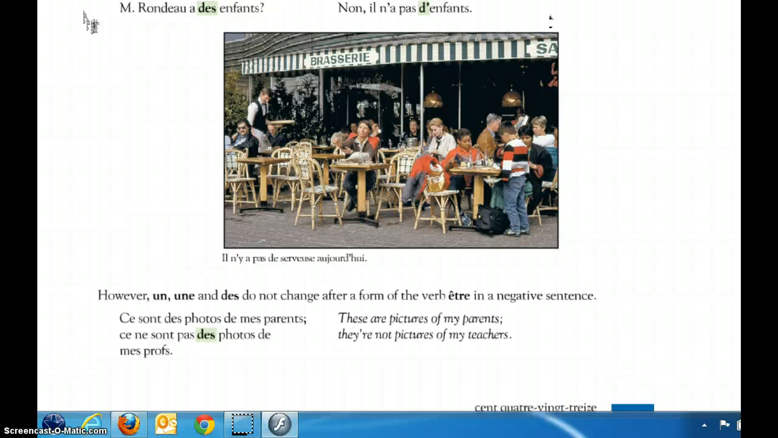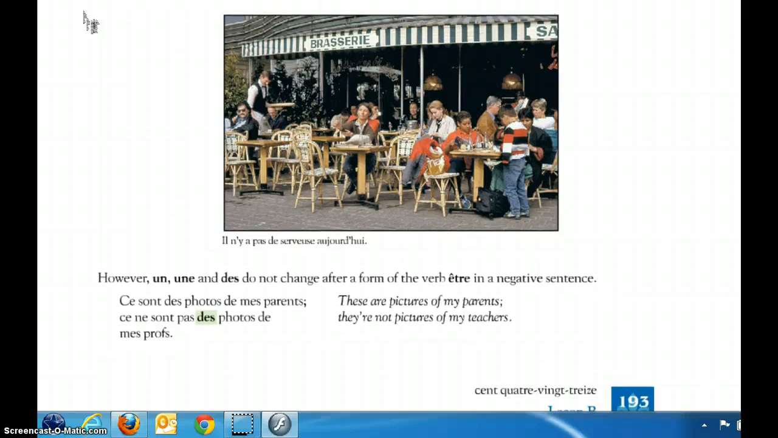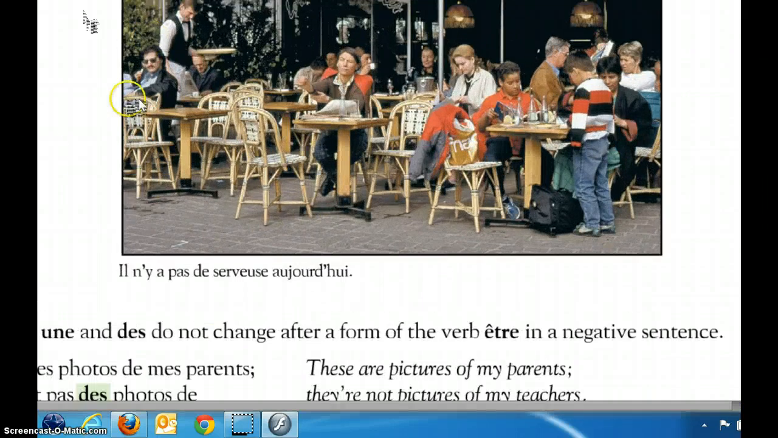Let's look at the picture caption. Il n'y a pas de serveuse aujourd'hui. There is no waitress today. Il n'y a pas de means there isn't any, or there is no, or there aren't any.